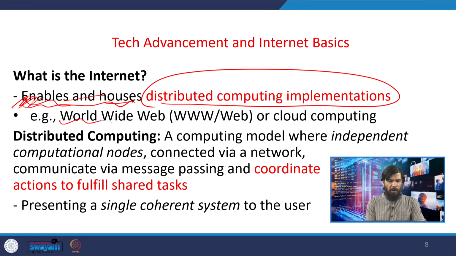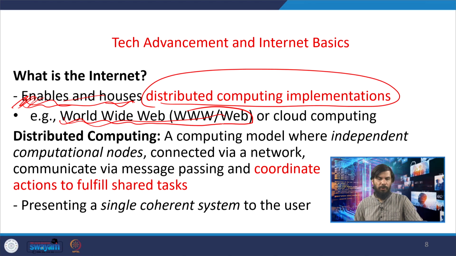An example is the World Wide Web. All the websites for all the organizations, so many thousands of websites, are examples of distributed computing implementations. And the cloud computing too: all the cloud vendors are providing cloud computing. That is also in a way a distributed computing implementation, being supported and housed by the internet as a platform.